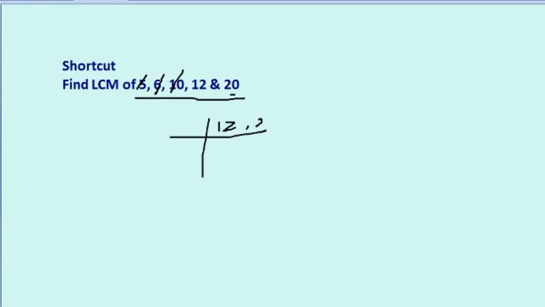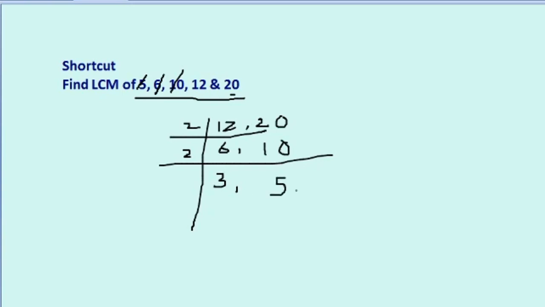12, 20. Both the numbers can be divided by 2. 2 6s are 12 and 2 10s are 20. Okay, next step. Again they can be divided by 2. 2 3s are 6 and 2 5s are 10. 3 and 5 are prime numbers which cannot be divided by any number. So our LCM will be 2 into 2, 4, into 3, 12, into 5, 60. Okay, lowest common multiple of all these numbers is how much?